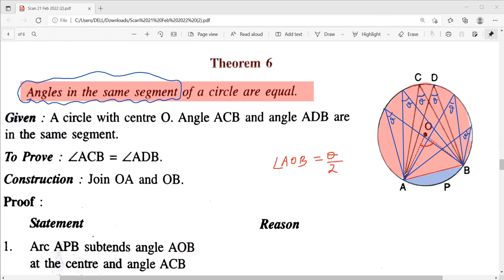How do you define angle AOB? What will you call AOB? It is the angle subtended by AB at the center. And what did we do just now? If you remember, what had we said?